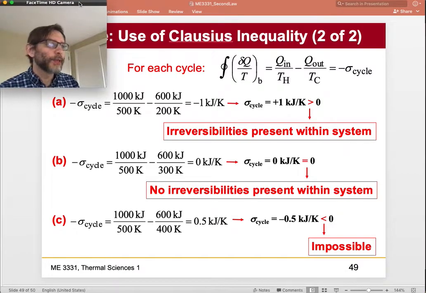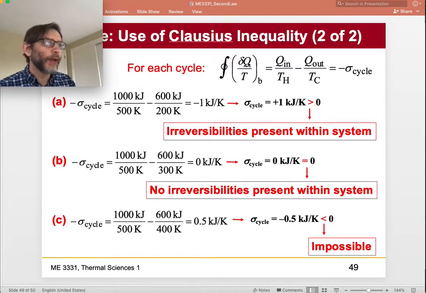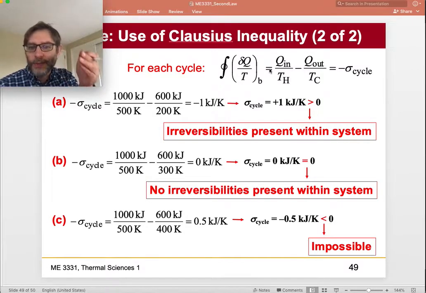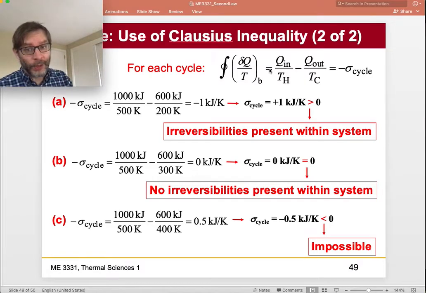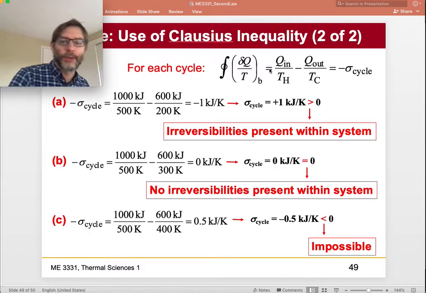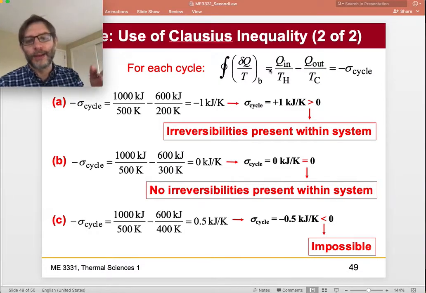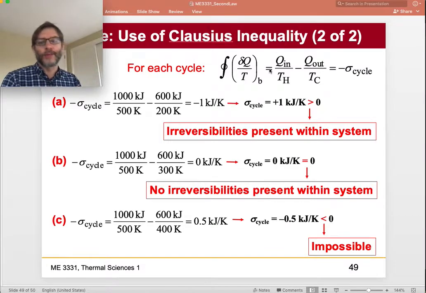The example goes like this. For each cycle, I'm just going to take you through this. The cyclic integral of dQ over T, so imagine the Carnot cycle. At different parts of the cycle, it has different heat. When you're going through isothermal expansion, you have heat into the system, and when you have isothermal compression, you have heat out of the system. So that's what we're talking about.